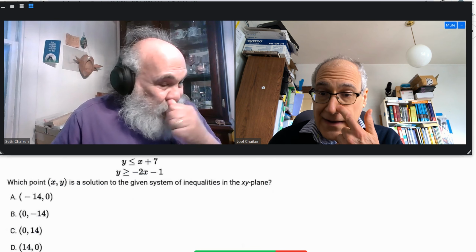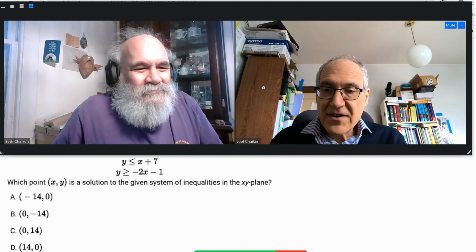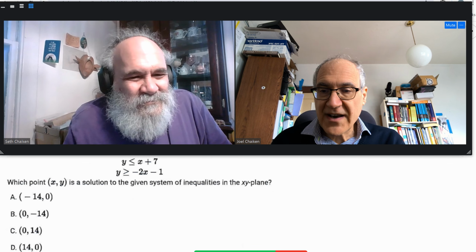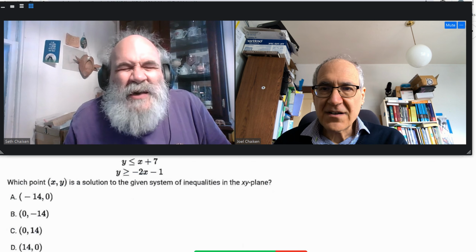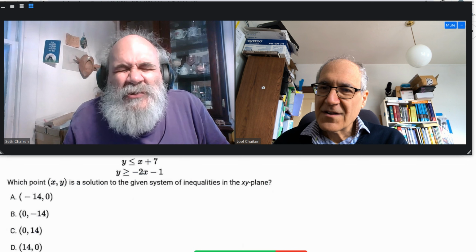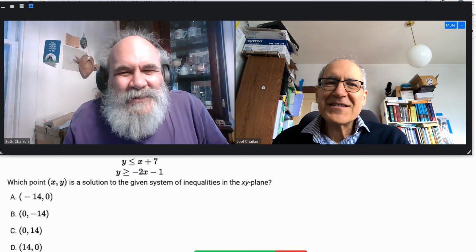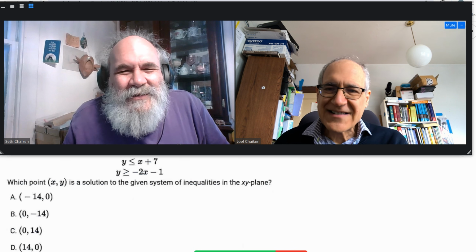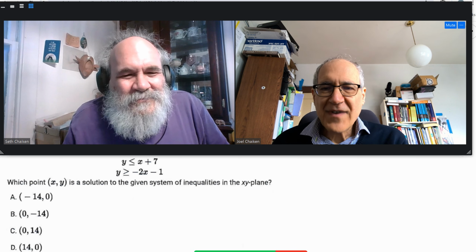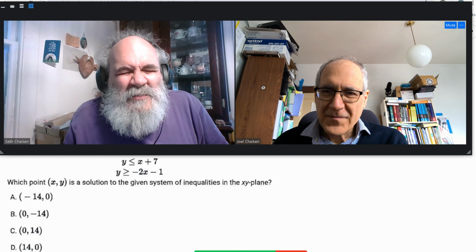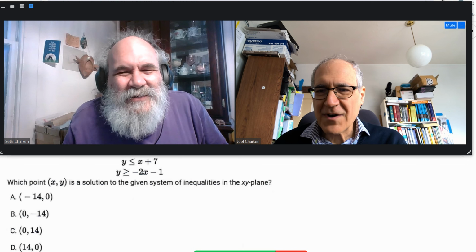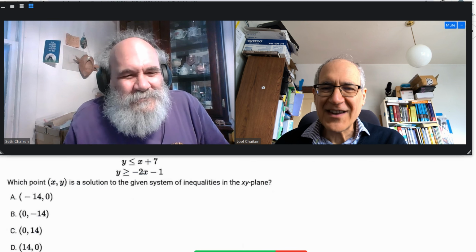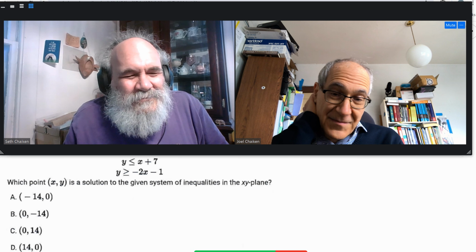Y is less than x plus 7, and y is greater than or equal to negative 2x minus 1. Which point xy is the solution to the given system of equations in the xy plane? Well, it seems like there are two ways to do it. Please read it more carefully. It's a system of inequalities, not equations. Which point xy is the solution to the given system of inequalities in the xy plane?